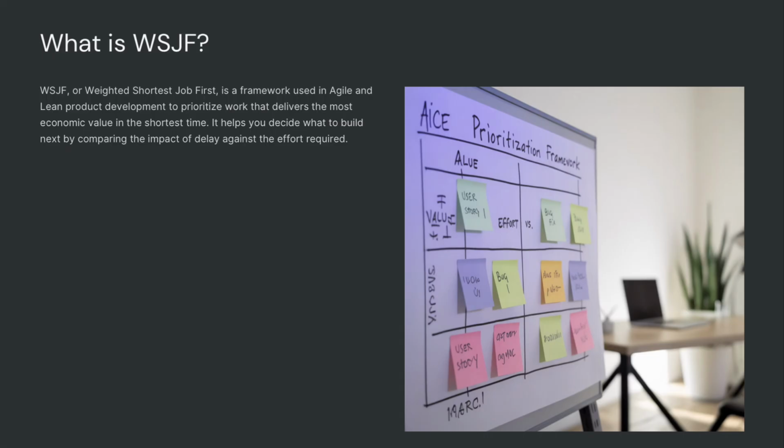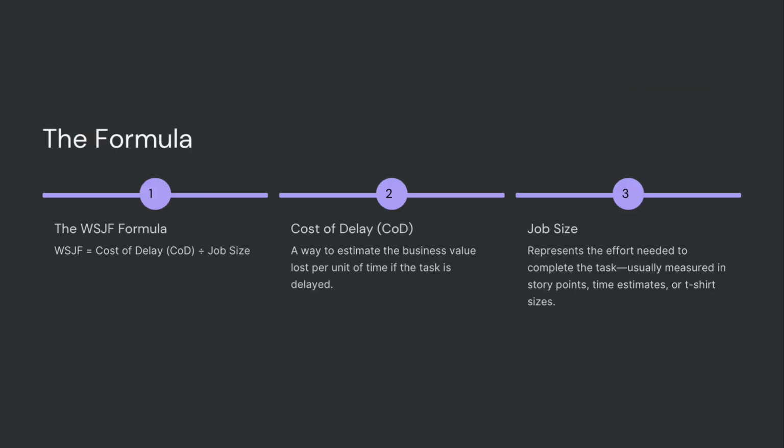Okay, maximizing value per unit of effort. So how do we actually capture that? Is there a formula, a core calculation? There is, yeah. And it's surprisingly straightforward. The formula is WSJF equals the cost of delay, right, people often just say COD, divided by the job size. Ah, okay. A ratio. Cost of delay divided by job size.